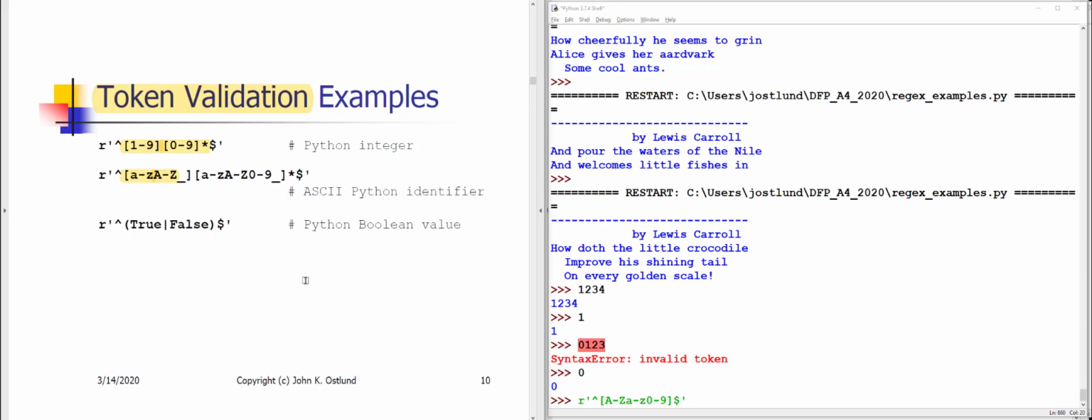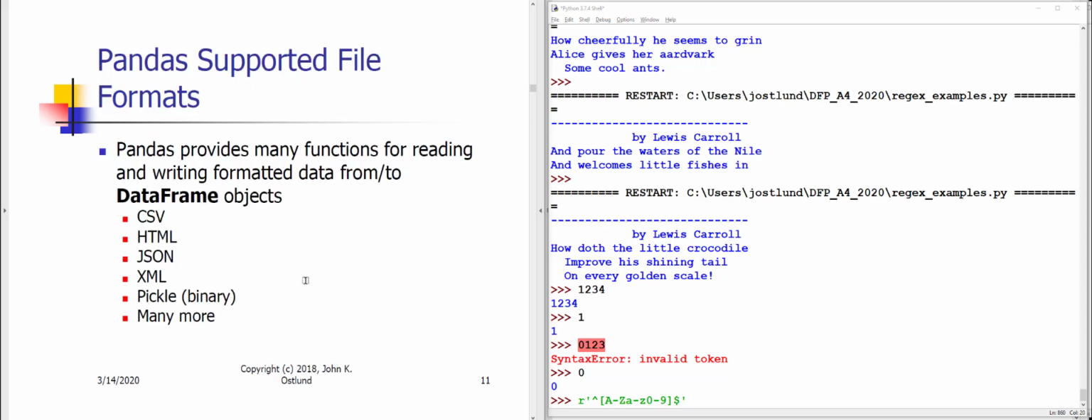Okay, well, that takes care of regular expressions. Let's look next at formatted file types that Pandas allows me to read and write directly. I can directly read and write comma-separated value files, HTML documents, JSON files, XML files. If I want to store information in binary, that involves doing what's called pickling.